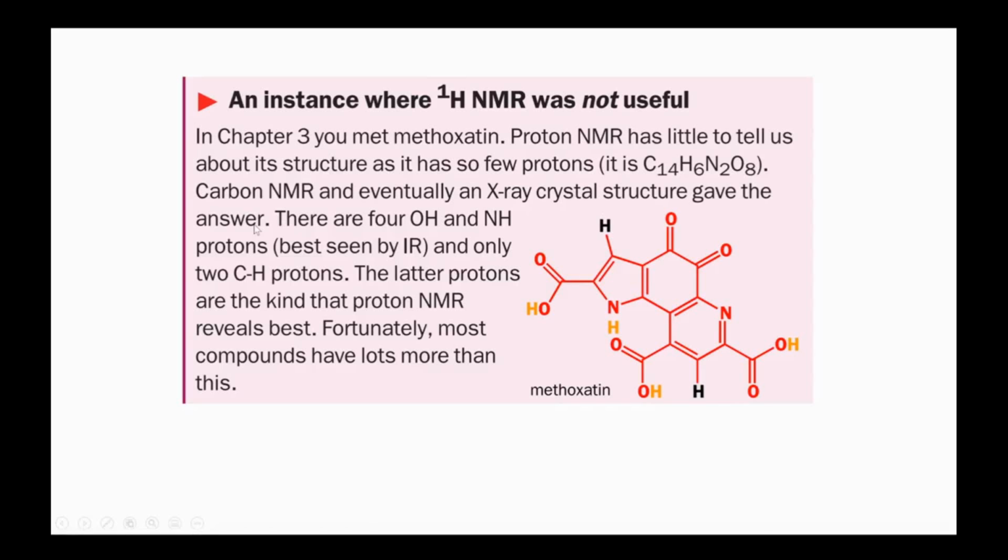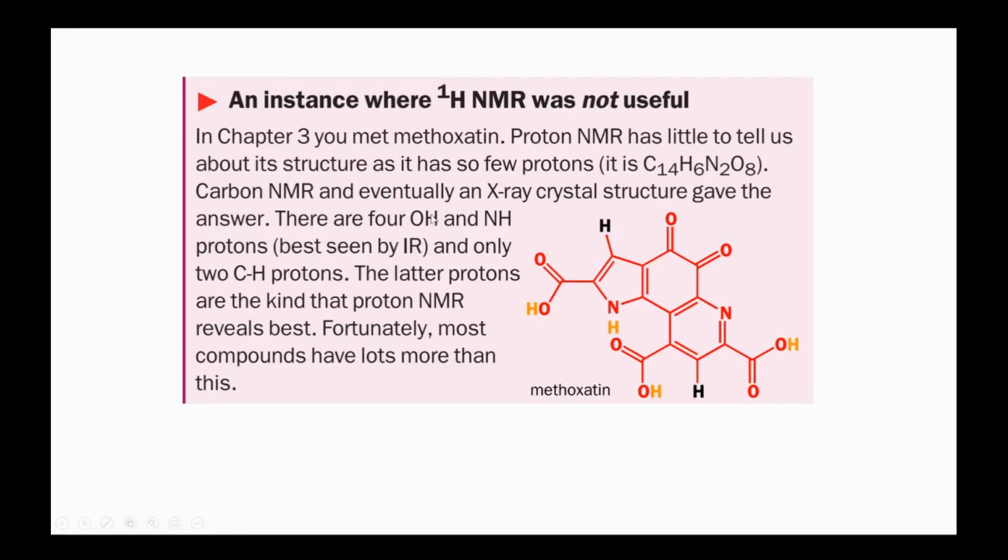Yesterday I made a video about drawing crystal structures and introduced single crystal XRD as well. So the ultimate characterization of any molecule is the single crystal structure, but not all of the compounds are capable of giving us crystal structures, as they do not crystallize. So we should always rely on the Proton NMR as well. But in this case there are 4 OH and NH protons best seen by IR and only 2 CH protons. The latter protons are the kind that Proton NMR reveals best. Fortunately, most compounds have lots more than this.